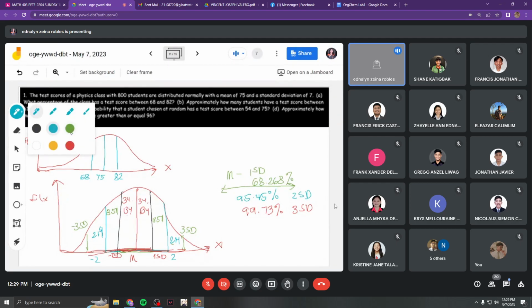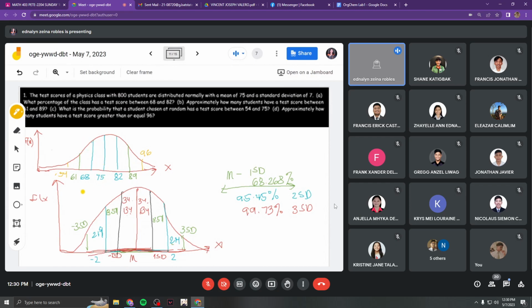And then my second step standard deviation, 82 plus 7 is 89. On the next, 68 minus 7 is 61. And on my third standard deviation, 89 plus 7 is 96. On the left naman, 61 minus 7 is 54. Okay, meron na tayo nito kagaya ng graph sa baba.